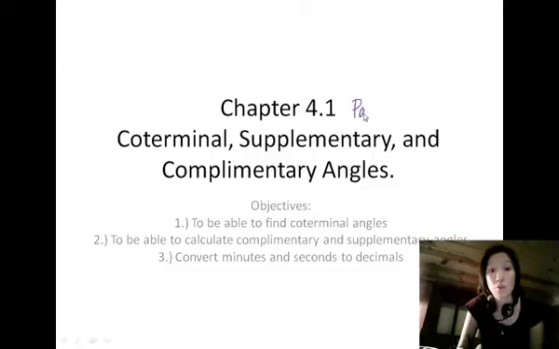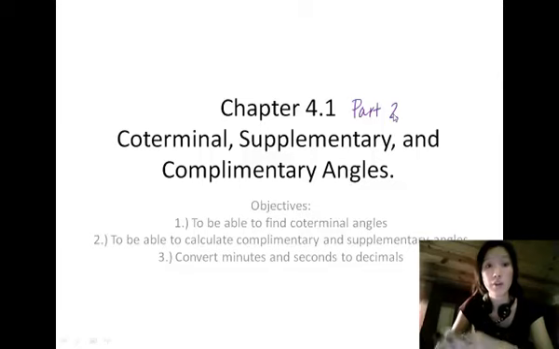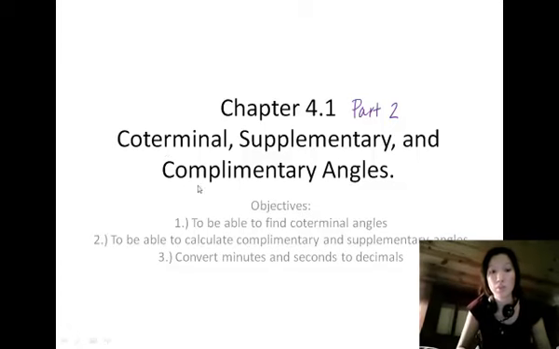So this is chapter 4.1, part 2, and what we're doing is we're continuing to work with angles that are not only measured in degrees but also measured in radians. So we're going to be doing measurements and calculations that deal with coterminal, supplementary, and complementary angles.